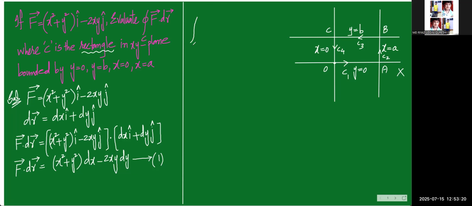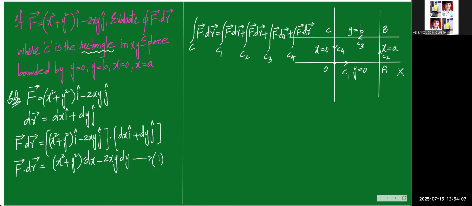Means our value of the integral over C of f dot dr consists of the rectangle: the first part is C1, this OA part, f dot dr, plus C2 part, again f dot dr, plus C3 part, again f dot dr, plus C4 part, again f dot dr. So what to do here is, f dot dr we have already done here. We only have to see the limits.